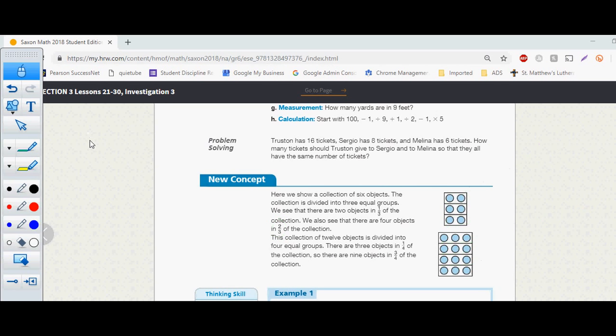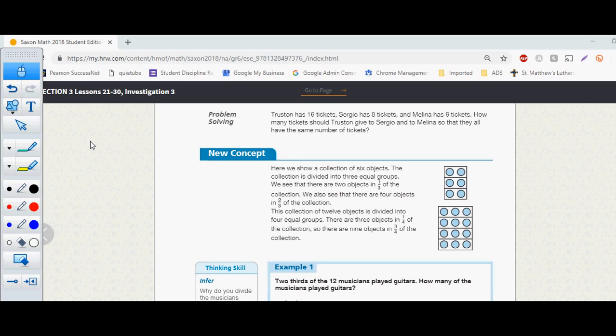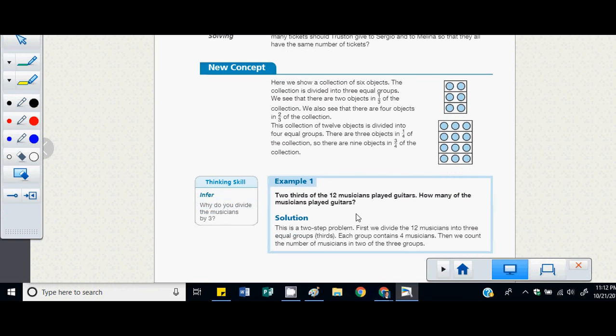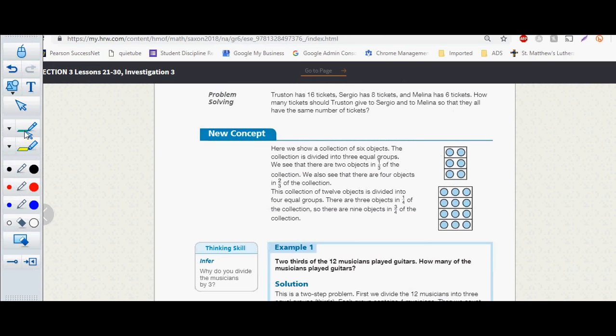Let's keep moving. 2/3 of the 12 musicians played guitars. How many of the musicians played guitars? This is a two-step problem. First, we divide the 12 musicians into 3 equal groups, which would be thirds. Each will show 4 musicians in each. Let me show you what I mean.